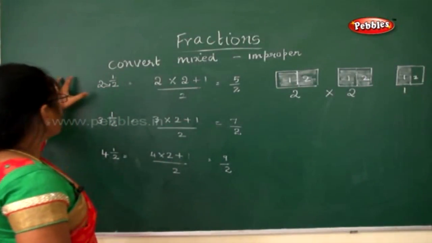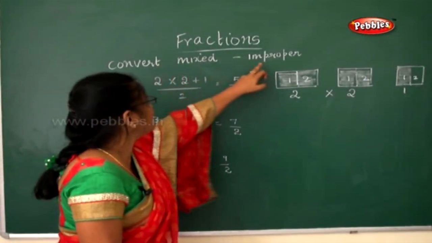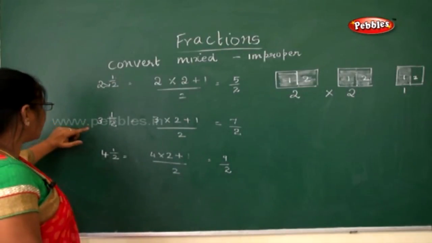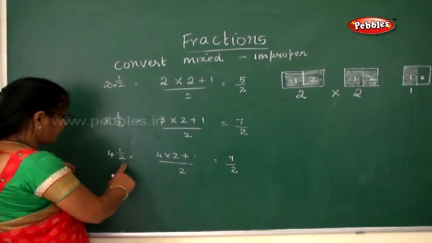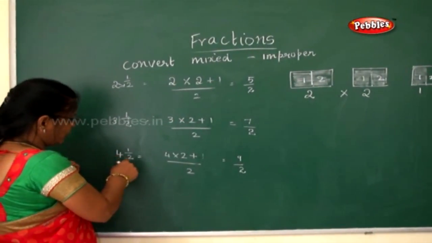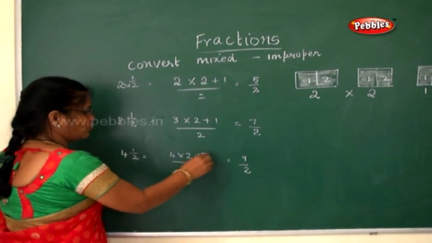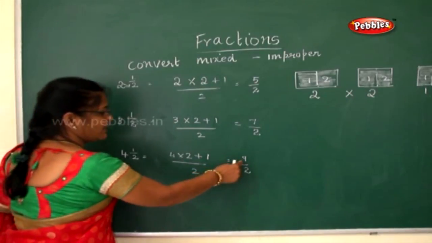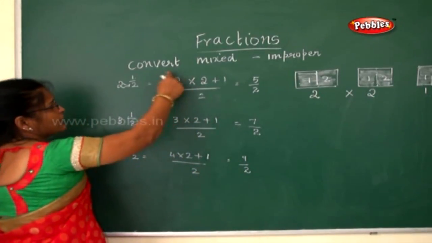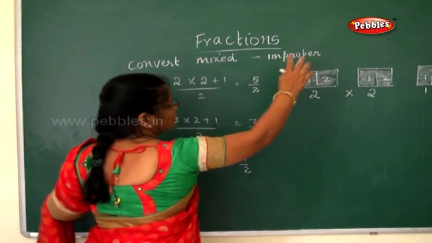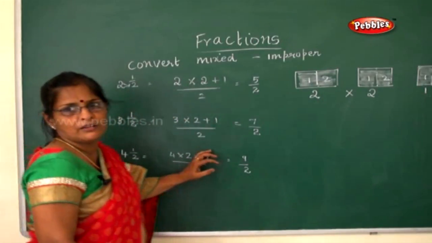See, I think you have understood how to convert mixed fraction into improper fraction. Again I will repeat. For 4 and a half, what you have to do is 4 into 2 plus 1 by 2, which is 9 by 2. This is how you will convert the mixed fraction into improper fraction.